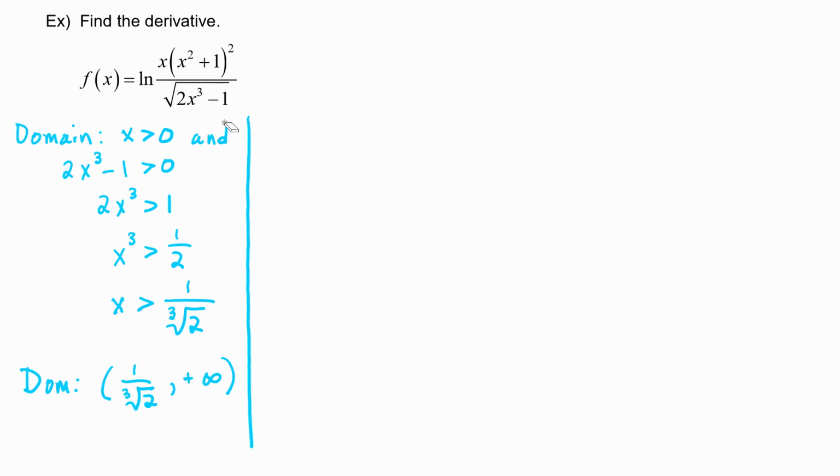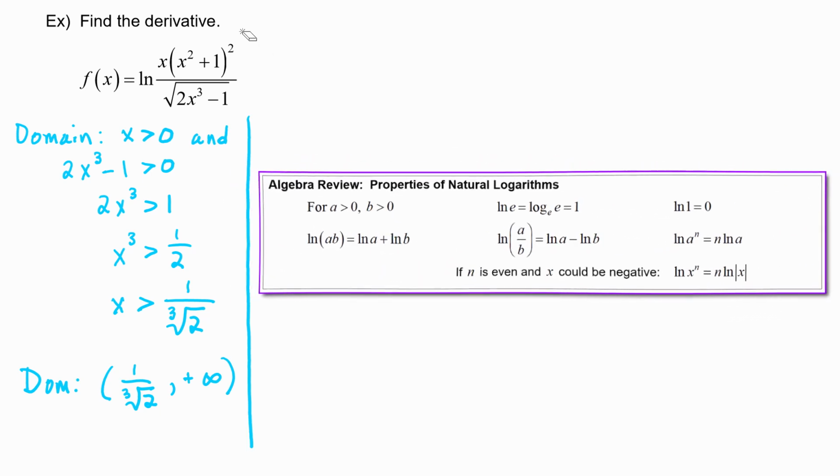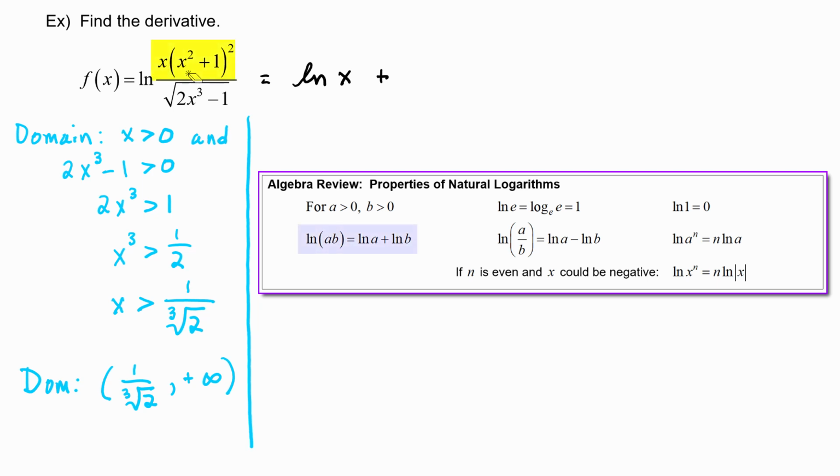Now let's use the properties of logs to simplify f of x. And it will equal the natural log of x plus, let's do two steps at once. We know we have a product here, that's why we're getting a plus sign. And we know for this term it has an exponent of 2, so let's bring that down and call it 2 natural log of x squared plus 1.